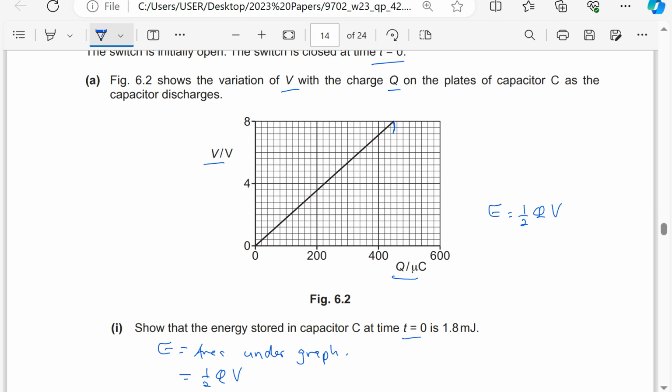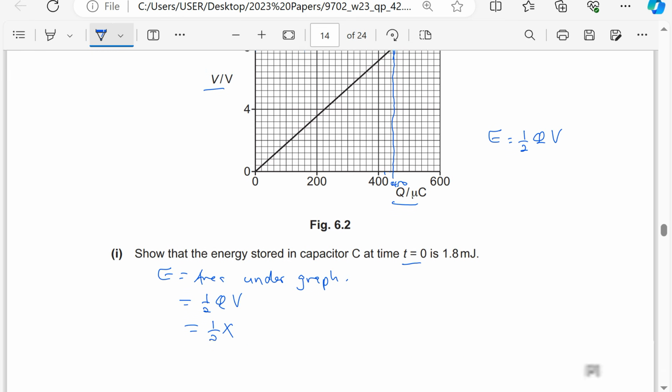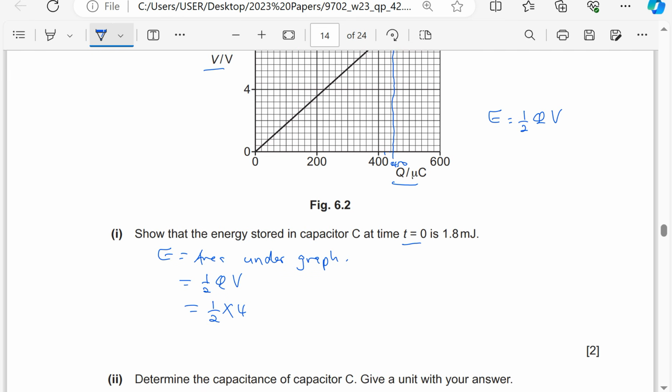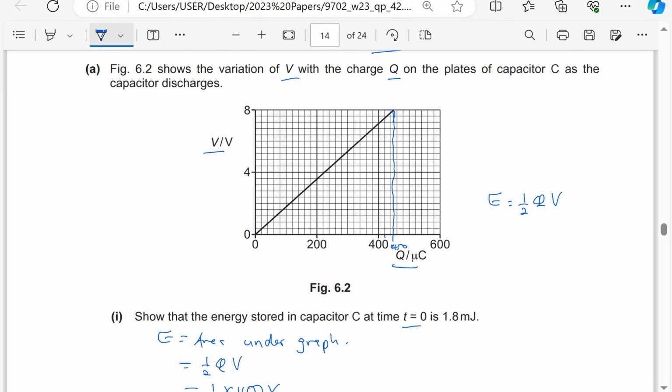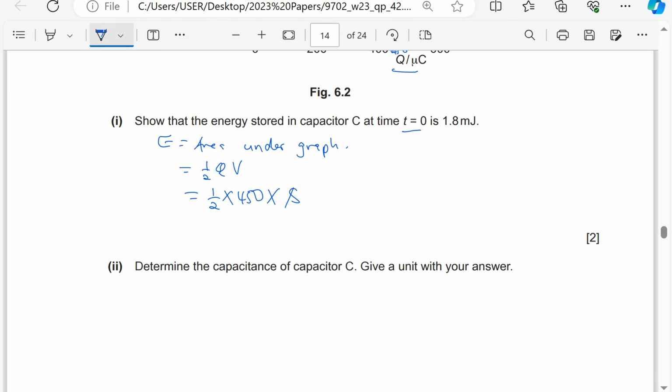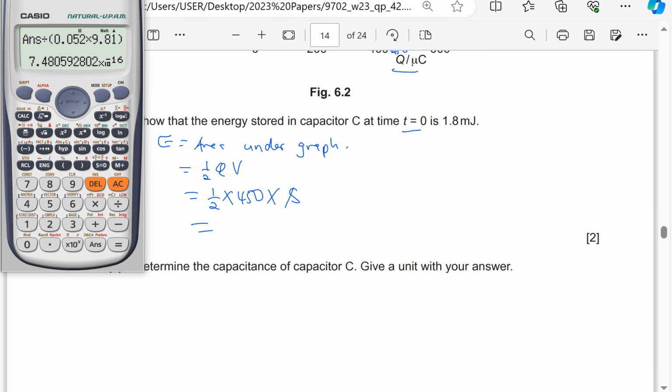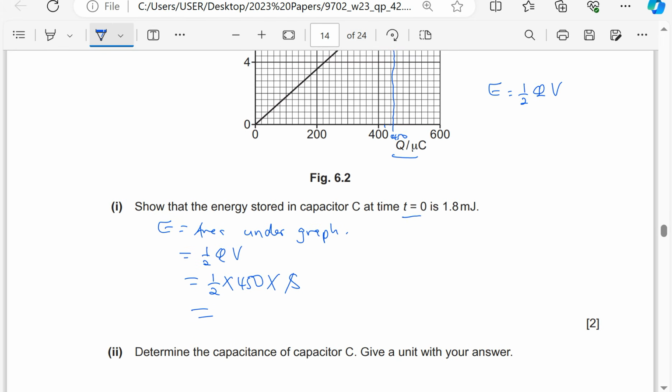I think it is in between this box, and the scale here is 200 divided by 10, which is 20. So this is 20, 40, 50, so that is 450. So Q is 450 times V, when it is fully charged, V is equal to 8. So this is going to give us, oh, this is microcoulombs.